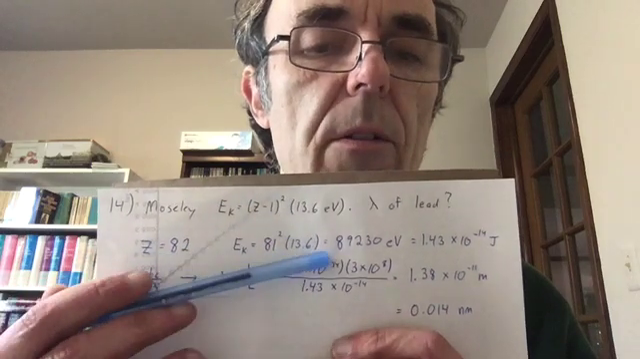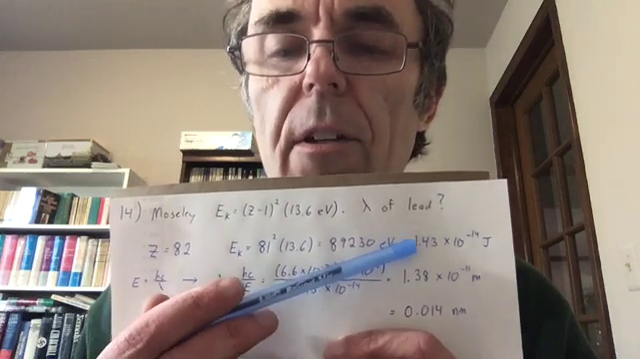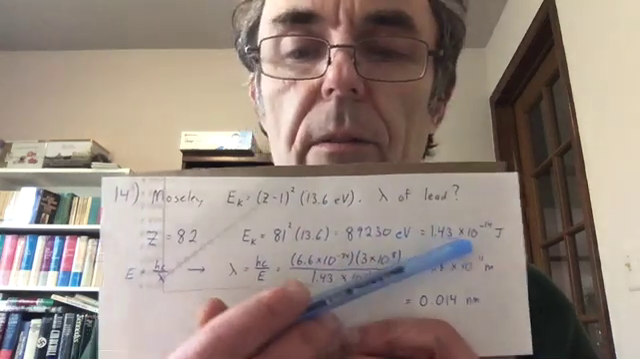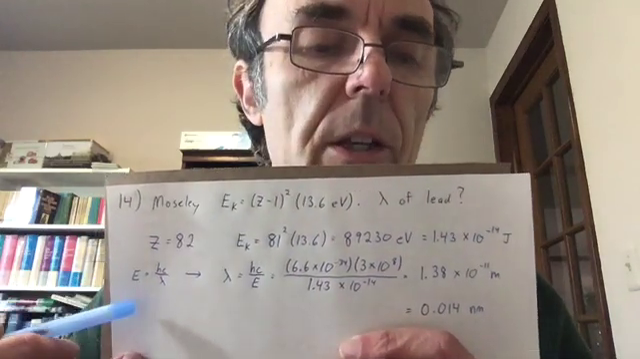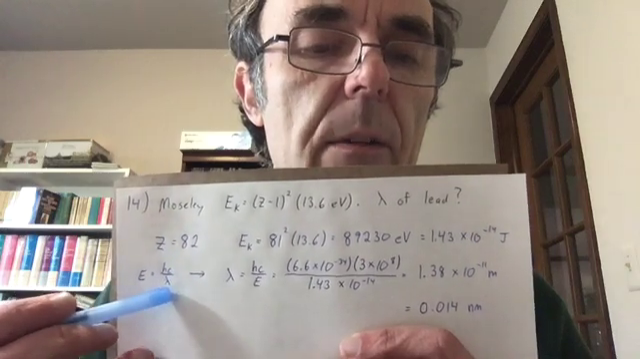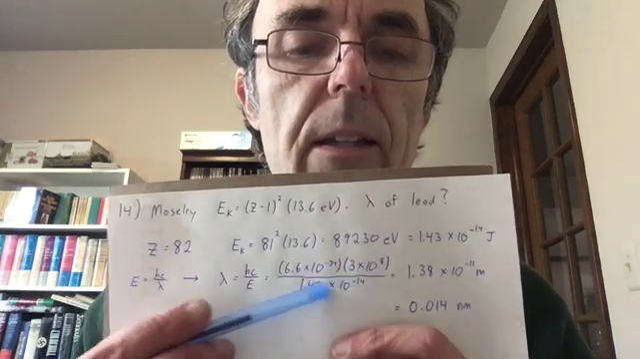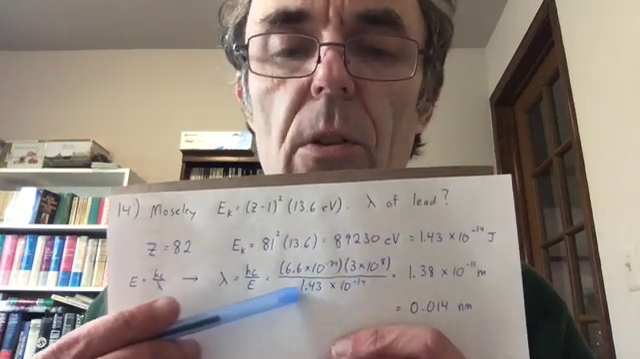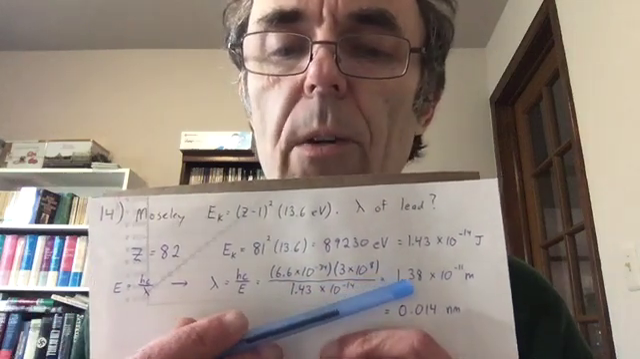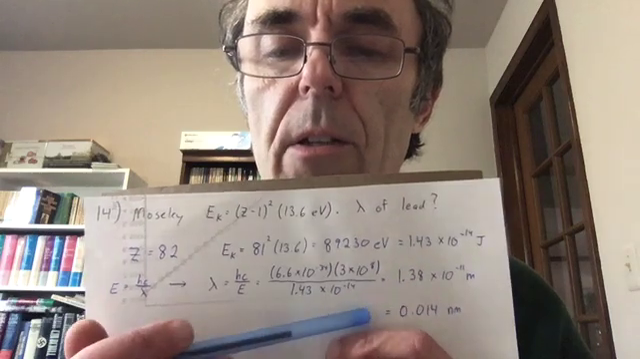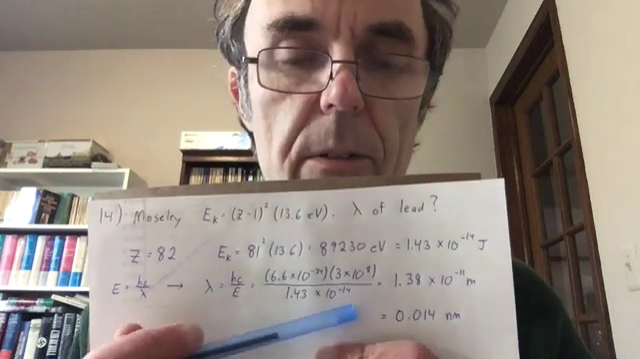And you square it times 13.6, and that gives you 89,230 electron volts, and you convert that to joules. You need to be able to do those conversions and do them quickly. 1.43 times 10 to the minus 14 joules. Well, you know the energy of a photon is hc over lambda, so you can solve that for lambda. It's hc over E. There's Planck's constant, speed of light. There's the energy you just found in joules. Don't forget to do the conversion to joules or you'll get the completely wrong answer. You get 1.38 times 10 to the minus 11 meters, which, rounding off to two significant figures, is 0.014 nanometers.